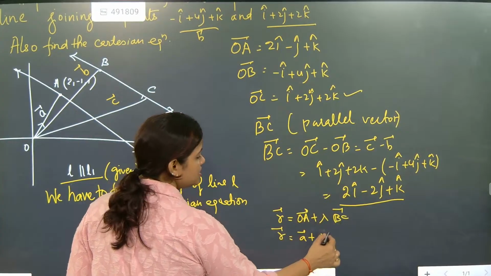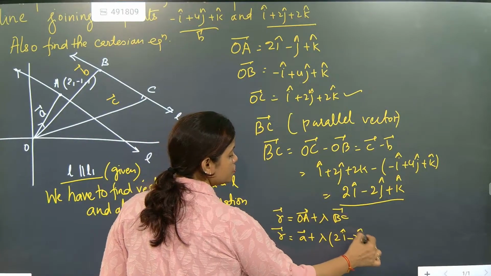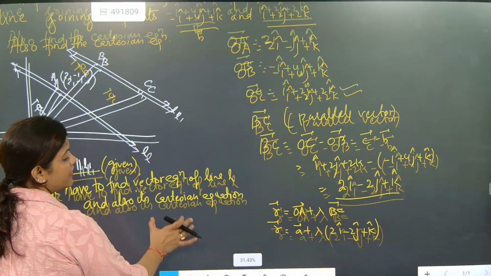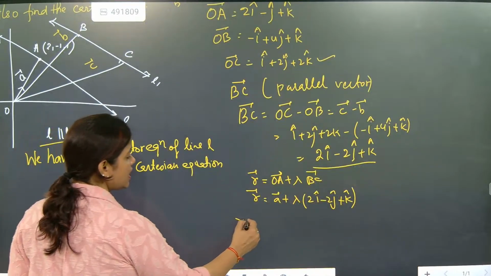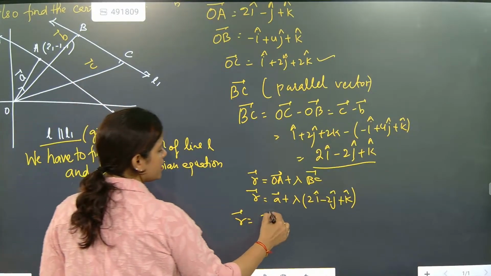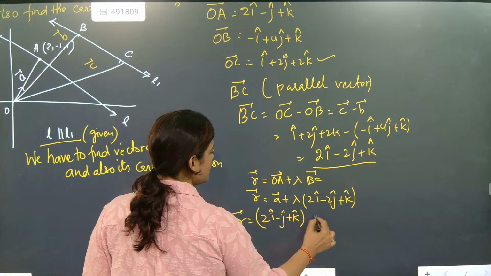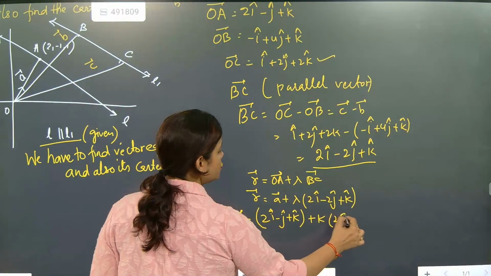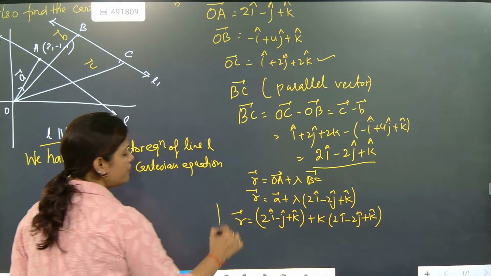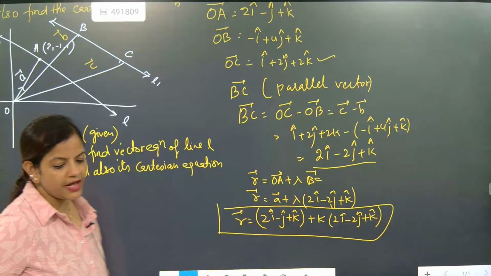Correct now? So the BC vector formula is what, beta? 2i minus 2j plus k. This is the BC vector. Now beta, the A vector is what? A vector directly, it is R vector equal to A vector, 2i minus j plus k, and here lambda times (2i minus 2j plus k). So this will become the vector notation of line L. Understood? This is the vector notation of line L.